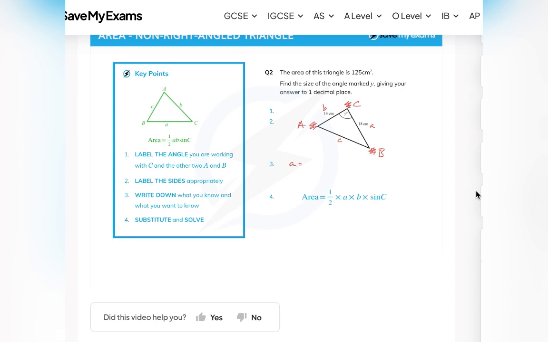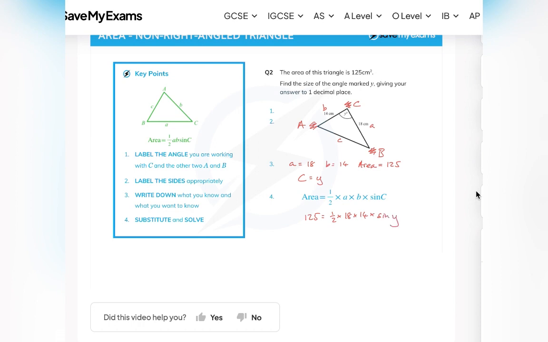Well, we know a equals 18, little b equals 14, and this time we know the area is 125, and we're trying to find big C, which is called y. So, how are we going to do this? We write down the formula, I've written it down for you, and we put in the numbers. So 125 is 1/2 times a, which is 18, times b, which is 14, times sine y.